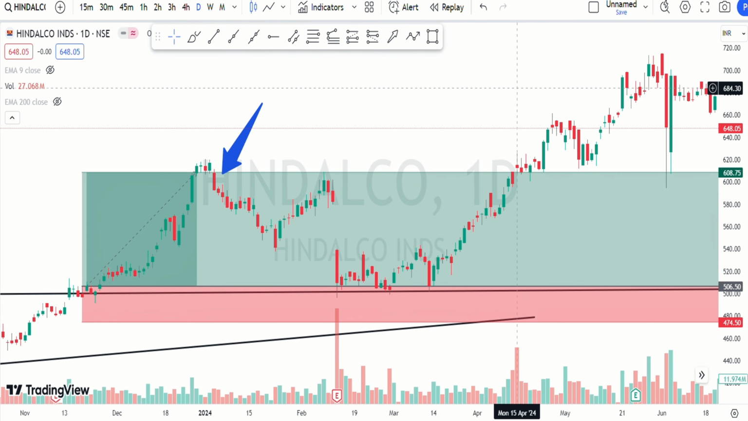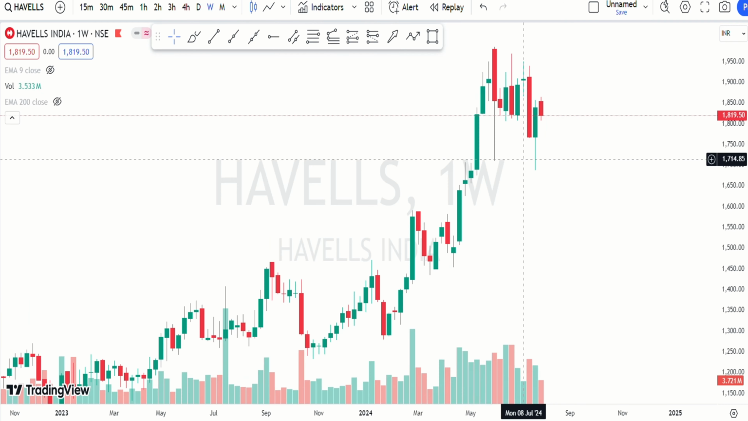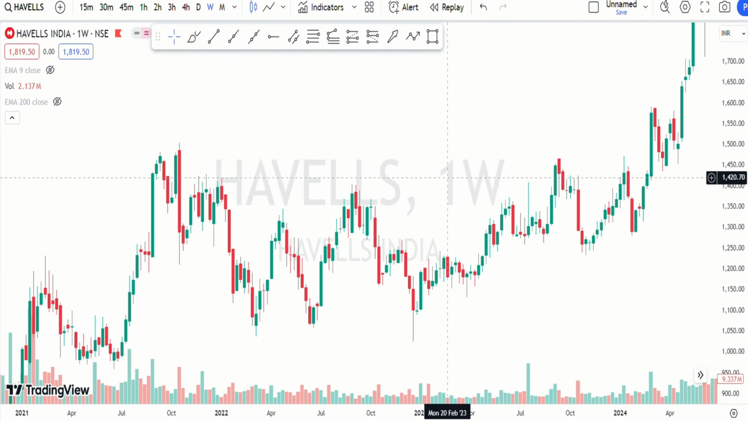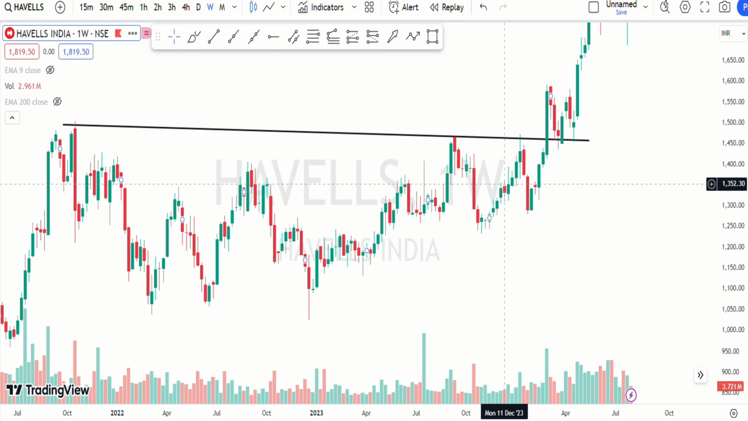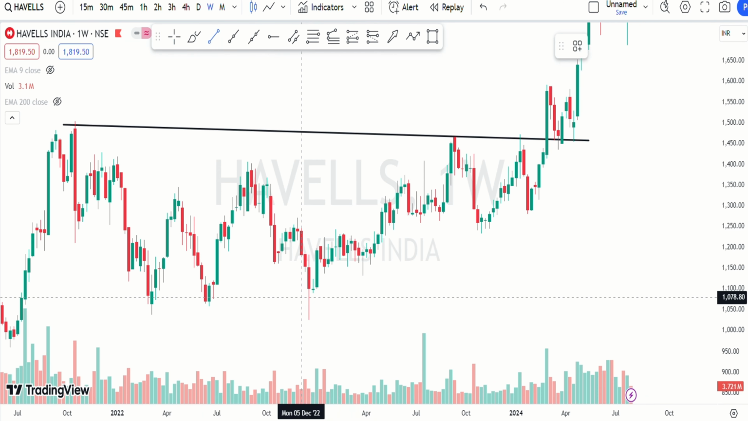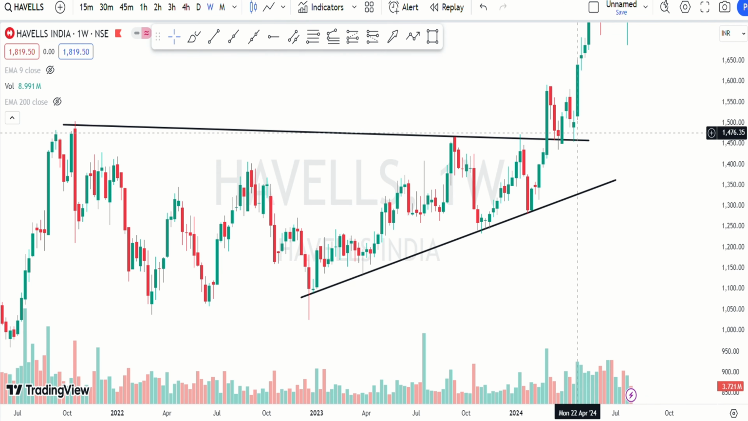So coming back to the next stock, Havells, I've explained this trade in detail on my Instagram. If you want to know how I traded the stock, you can just watch my Instagram page. You can know about it.